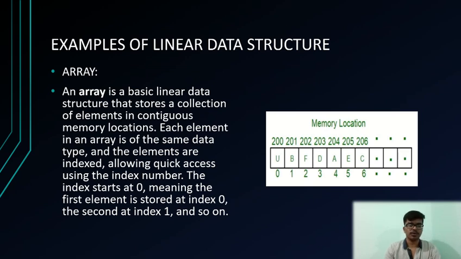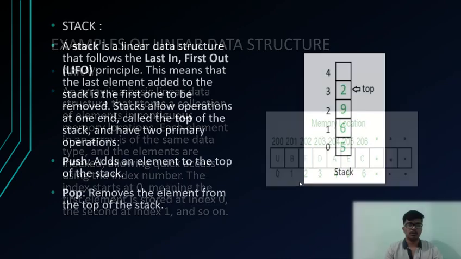The index starts from 0, meaning that the first element is stored at index 0, the second is at index 1, and so on. As you can see in the figure, here u is stored in index 0 and b is stored in index 1. And if we come from the last, it shows -1, -2, and so on.